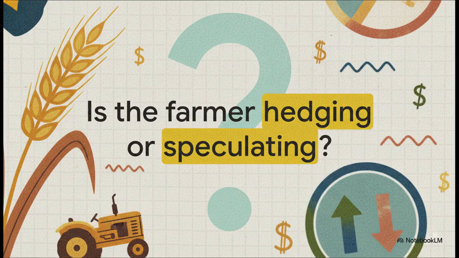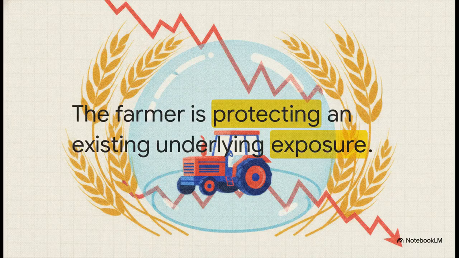Okay, let's put you directly in the advisor's chair to test this out. Imagine a wheat farmer who just planted 50,000 bushels of wheat. He's worried about a sudden price collapse, so he enters a futures contract to sell those 50,000 bushels at today's price exactly 4 months from now. Think about the core intent here. Is this farmer hedging or is he speculating? If you said hedging, you hit the nail on the head.